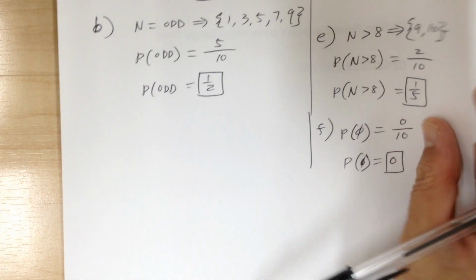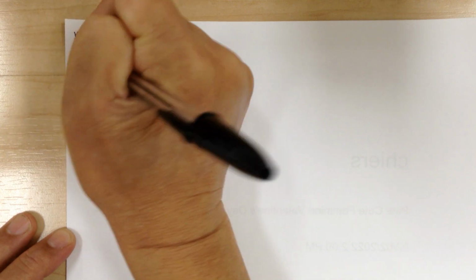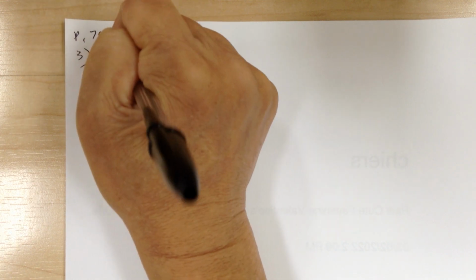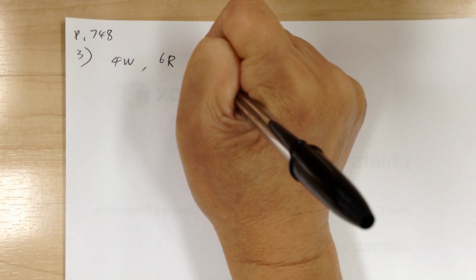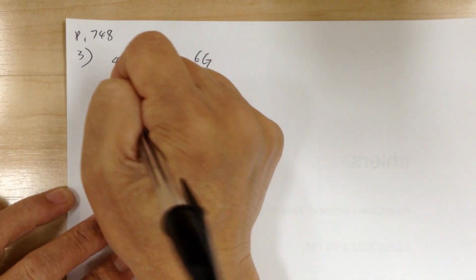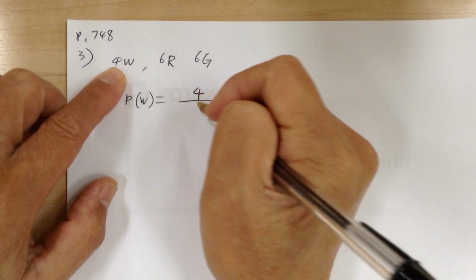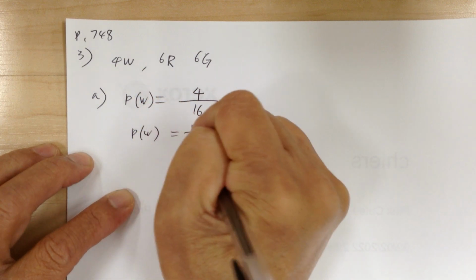Okay, let's go to number 3. One marble is drawn at random from a bag containing 4 white, 6 red, and 6 green. Find the probability of each event. For A, you're looking for white. So the probability of white would be, what you want is white, so there are 4 of them. The overall is 16, right? And so the probability of white equals 1 over 4.